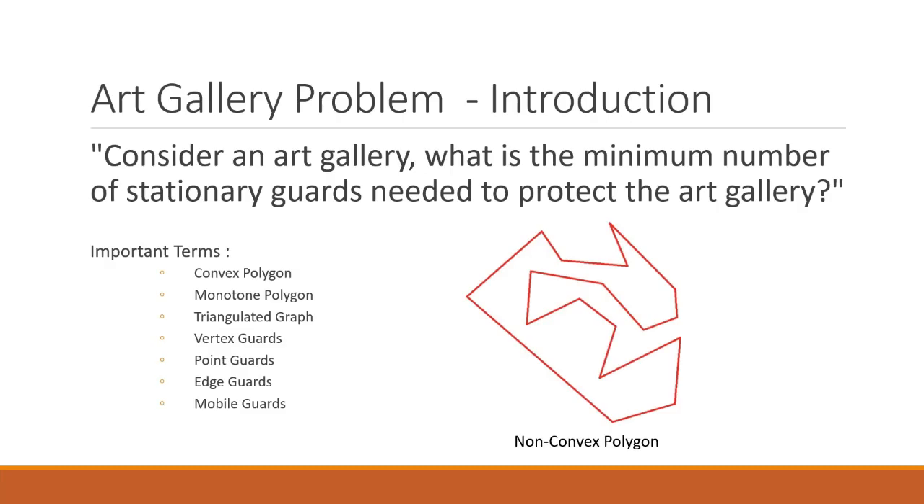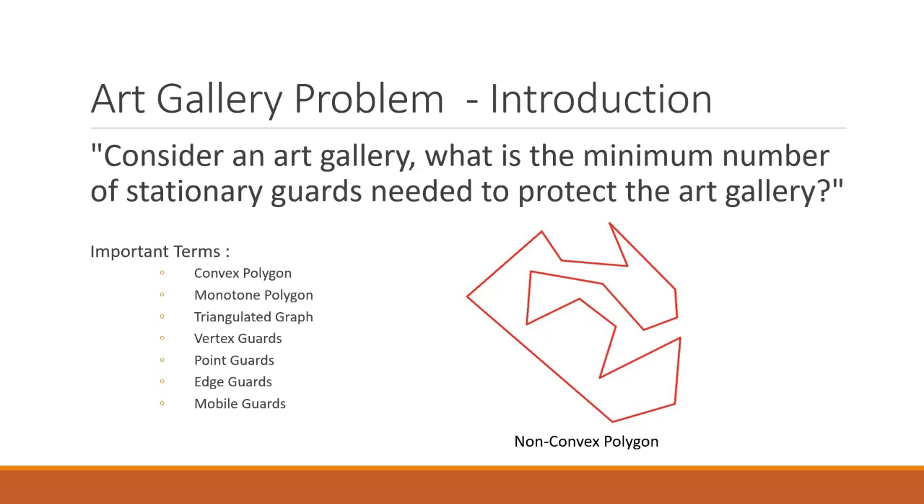So what is the art gallery problem? The art gallery problem is a problem in computational geometry to determine the minimum number of guards that are required or sufficient to cover or see every point in the interior of an art gallery or a museum. So before we get into more details of the art gallery problem, let's understand some important terms.